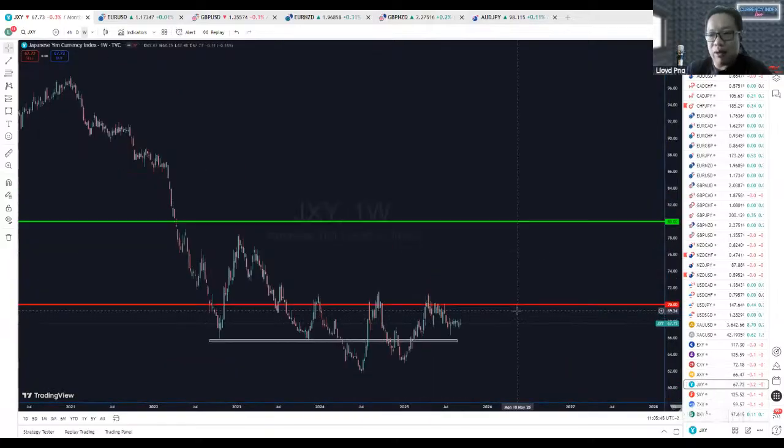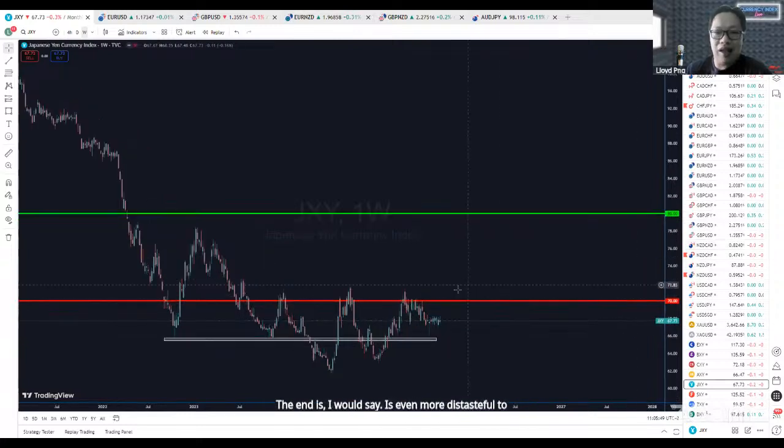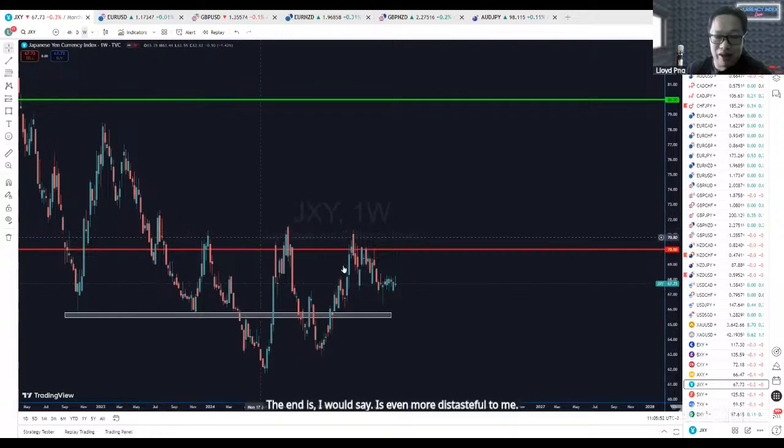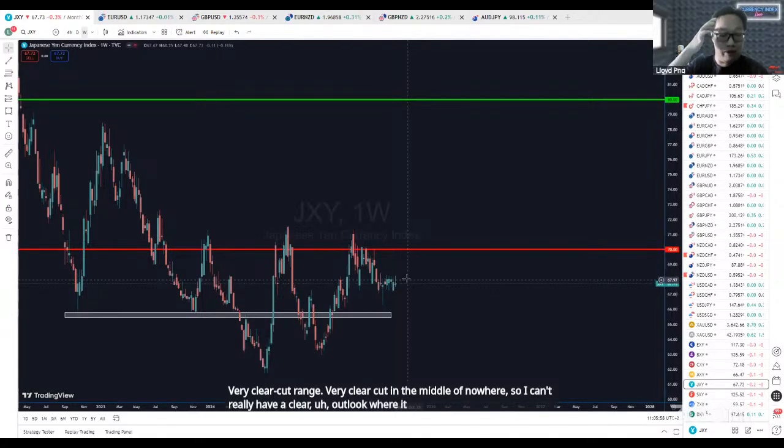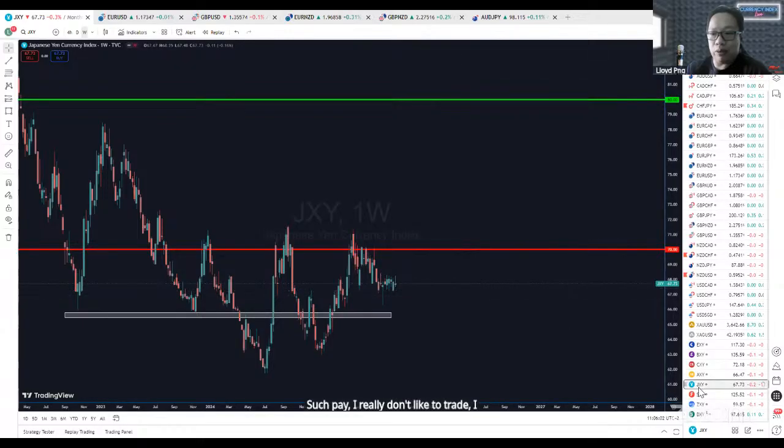Yen is, I would say, even more distasteful to me. Very clear-cut range, very clear-cut in the middle of nowhere. So I can't really have a clear outlook on where it wants to go. Such pairs I really don't like to trade. I would just prefer to put them to one side.